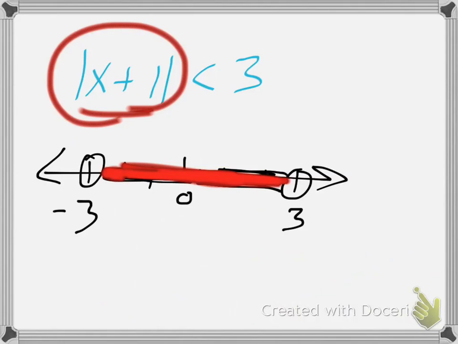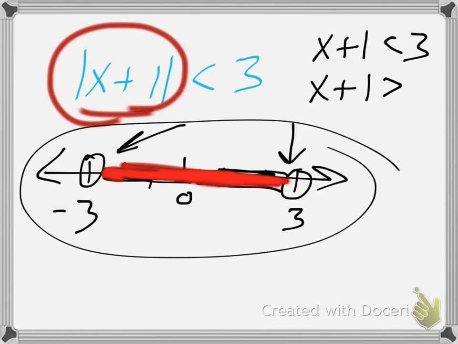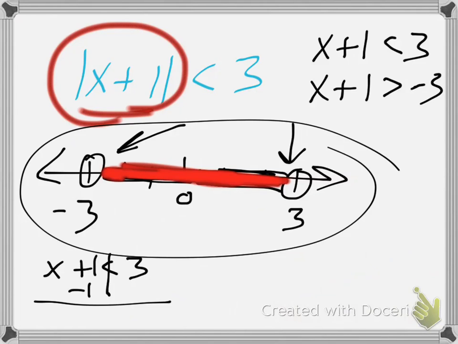Now, this is how I solve for x. What this graph is telling me is that x plus 1 is less than 3, and x plus 1 is greater than -3. To solve for x, I have to solve each one of these. So x plus 1 is less than 3. Draw my line, subtract 1 from both sides, and I get x is less than 2. That's one of my answers.